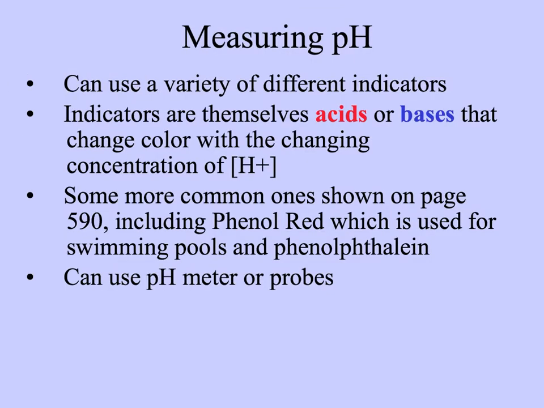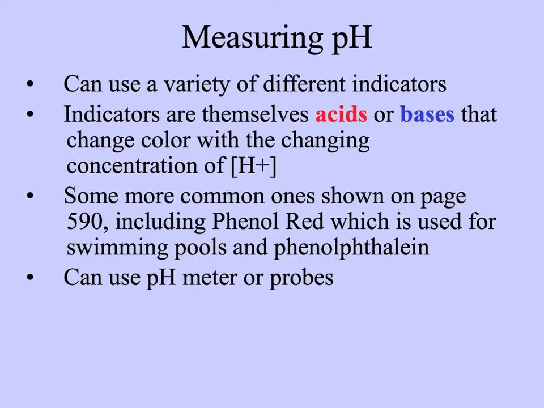All right, so there are different ways that we can actually measure pH, okay? We had talked about litmus paper. Remember litmus paper, if it's acidic, it turns red. If it's basic, it turns blue. Now, there are other pH indicators out there. For example, there are other ones that will change color.